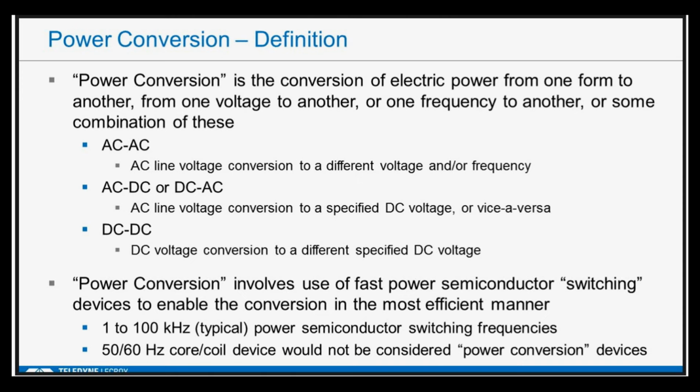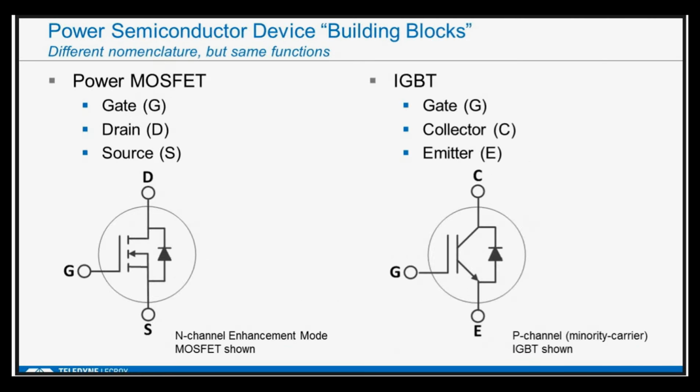What it is not is a 50 or 60 hertz step-up transformer or step-down transformer, what I call a core and coil device. It is something using power semiconductor switching devices operating at very high frequencies in the 1 to 100 kilohertz range. That's how we get the efficiencies.